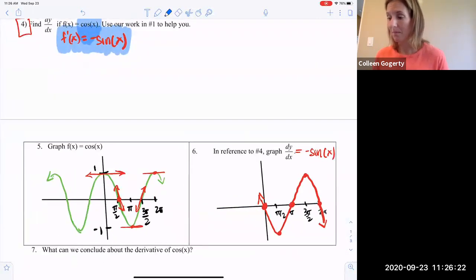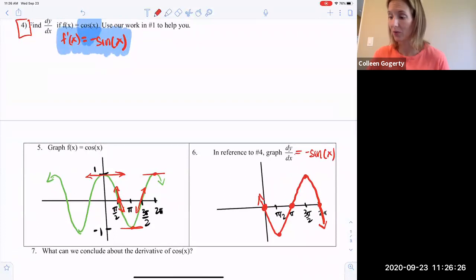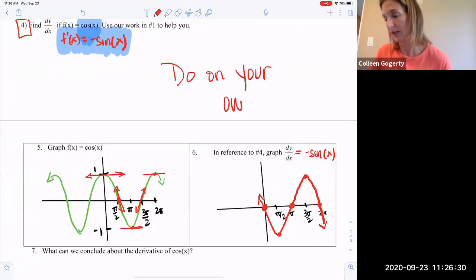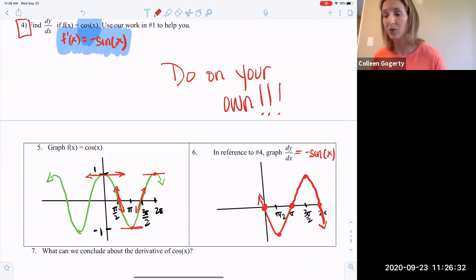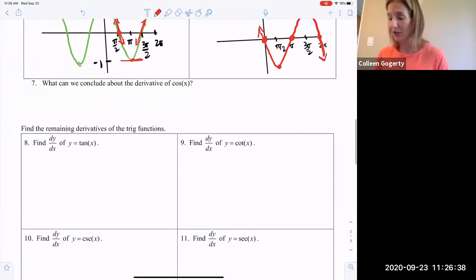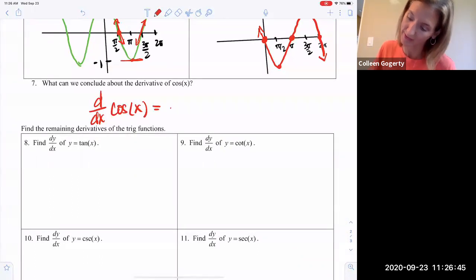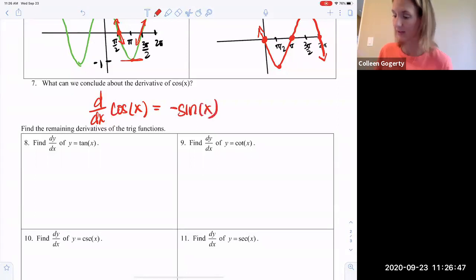Make sure you do number 4 on your own. Does your algebra produce negative sine? So I actually already concluded about the derivative of sine. So d dx of cosine of x is negative sine of x.